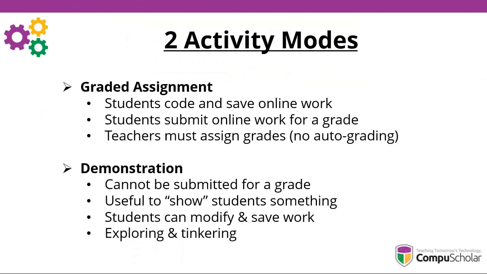Now, when you create a custom activity, there's really 2 modes that you can select. One is a standard graded assignment that will work much like our normal chapter activities. So the students can code and save their work online. They can run that work. They can submit it for a grade when they are ready. In this case, the teachers will assign the grades. So there's no auto-grading feature at this point for the custom activities. So you'll come up with your own rubric and type in numeric grades as you see fit when you're reviewing the students' work. You can also select a demonstration mode when you create the activity, and that means the students will not be submitting those projects for a grade.